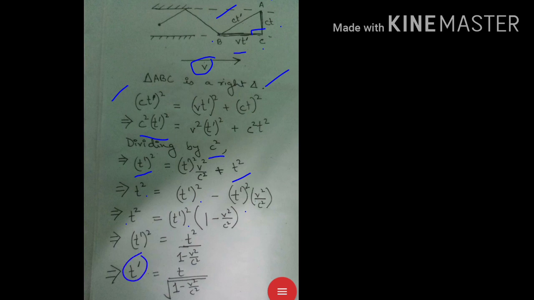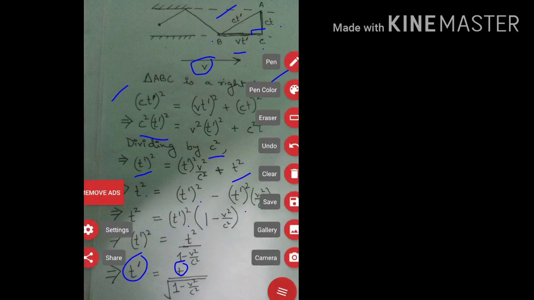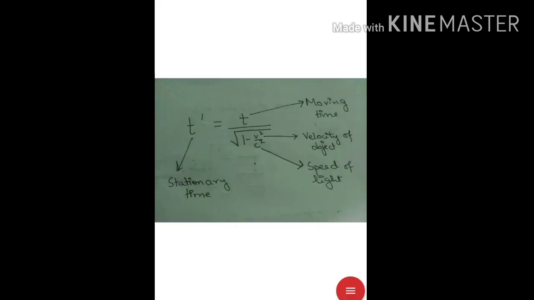So what do we get? T dash and t, but they are not the same. There is a factor there. Let's see what it means. Here it is in all its glory. So we have derived that t dash is equal to t over 1 minus v squared by c squared, and this is under the root. So what does it mean?